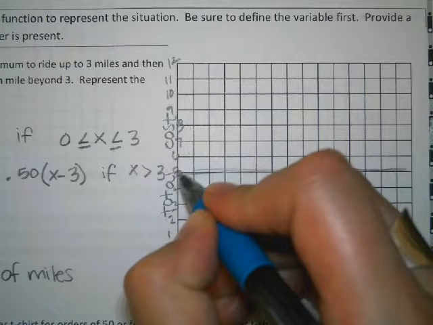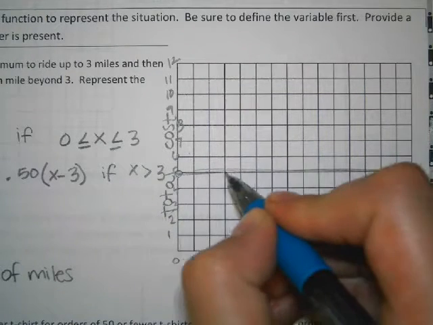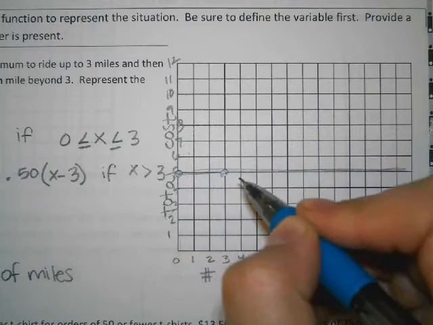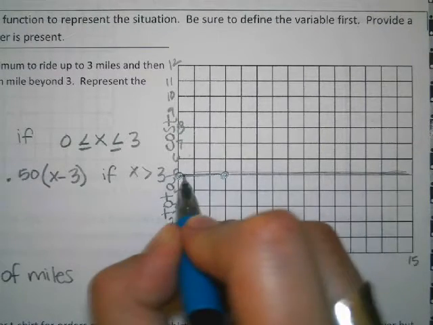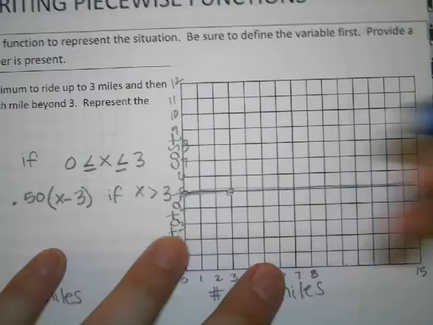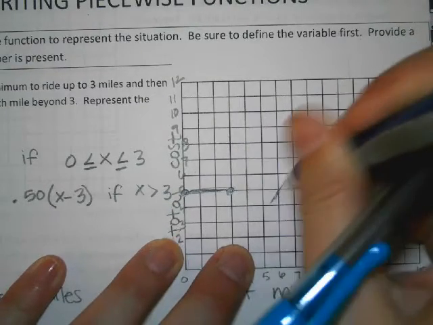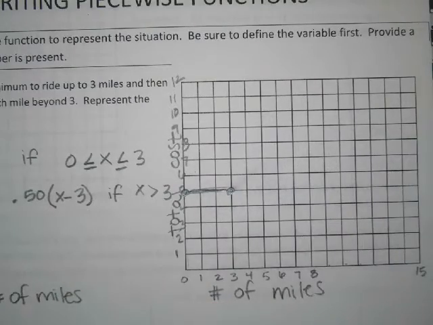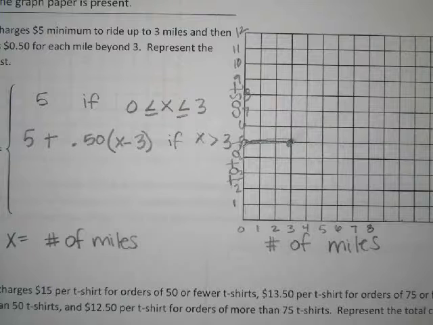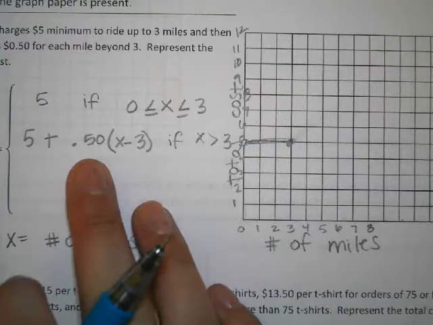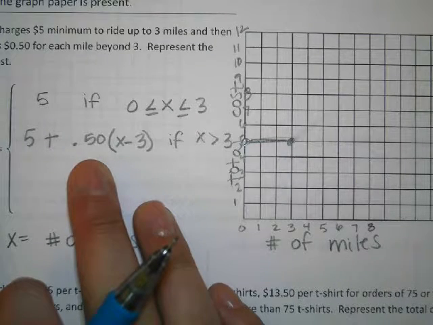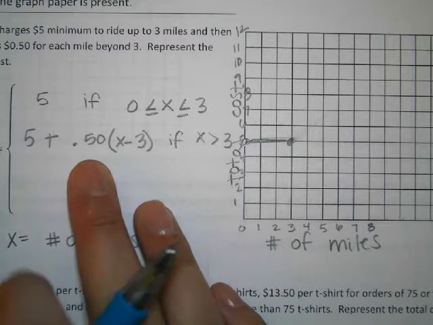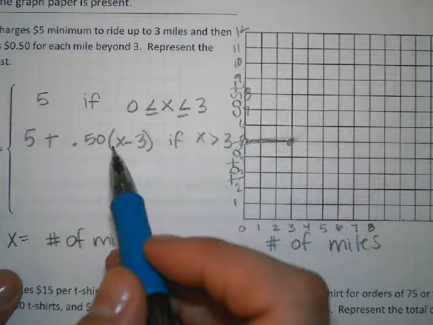So from 0 to 3, I'm filling both of those in, and I darken it in between, and then I erase the rest. Okay? This other one, I don't know about you guys, but this does not feel comfortable for me to graph the way it looks right now. Okay, so I'm going to go ahead and simplify this a little bit before I graph it.